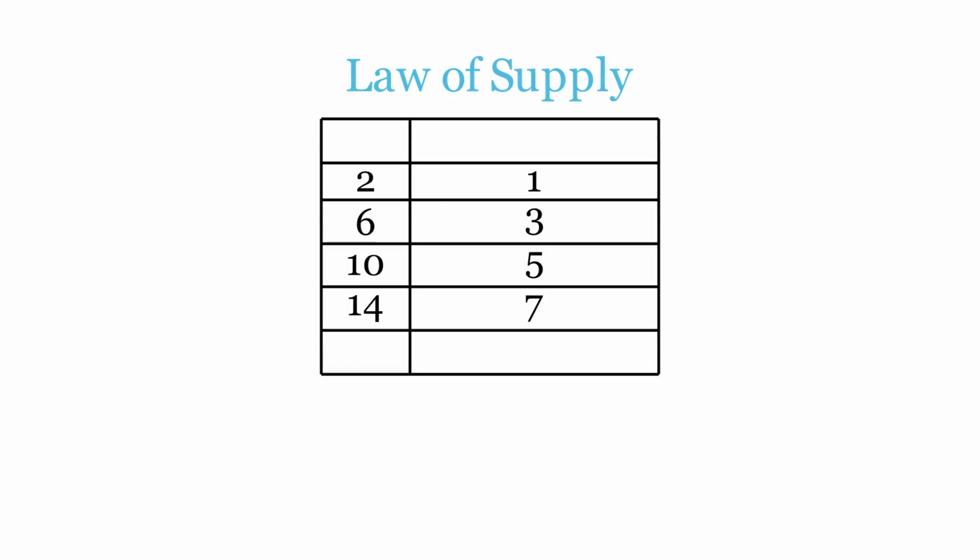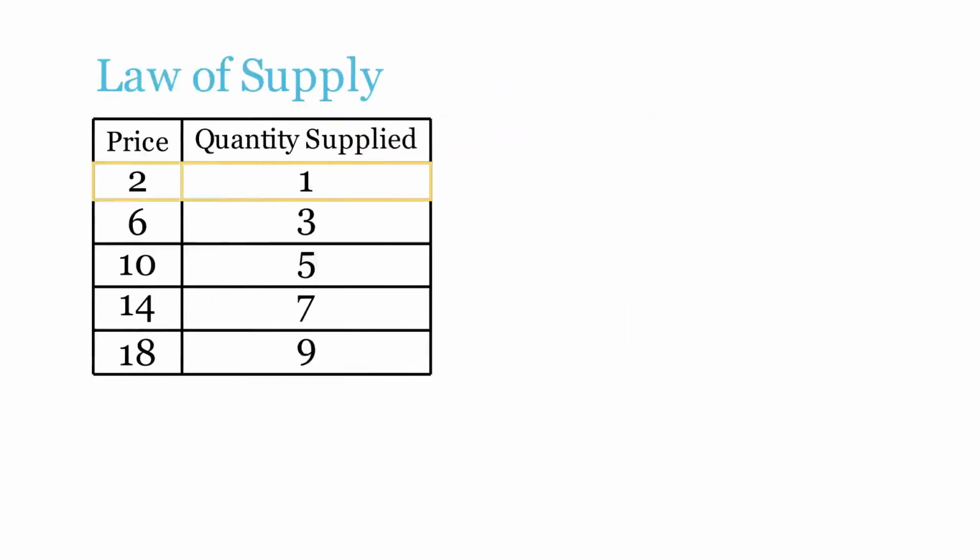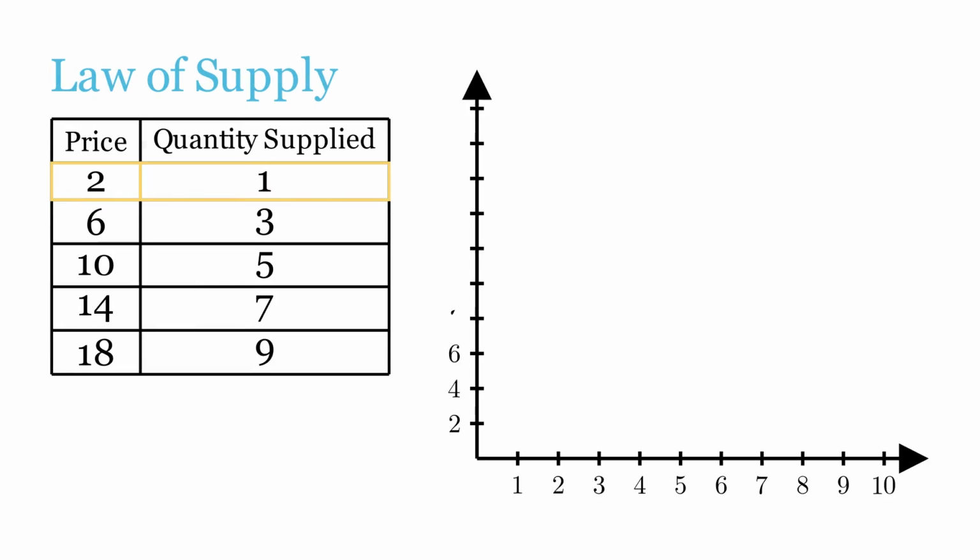Let us understand this with the help of a table and a graph. Suppose we are dealing with pizza. The first column of our table represents the price of pizza, while the second column represents the quantity of pizza. When the price is 2, the quantity supplied is 1. Now let us plot this point on the graph.